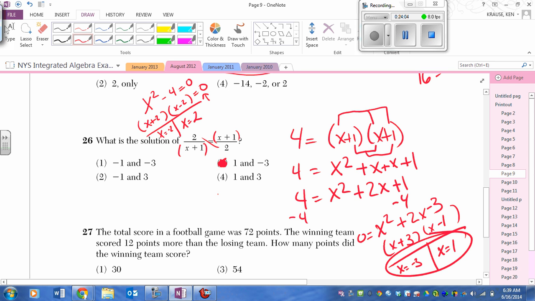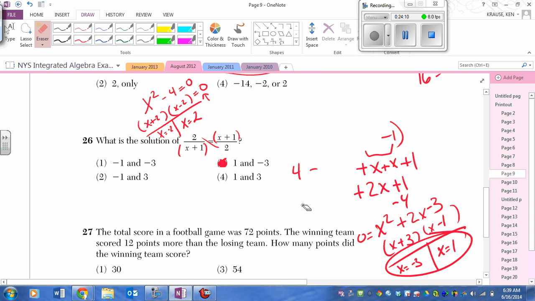I'll pause it because I'm about to erase it so I can get some more room here. Because now that I found my eraser, I'm a happy camper. So, ooh, man, that's a lot of fun.